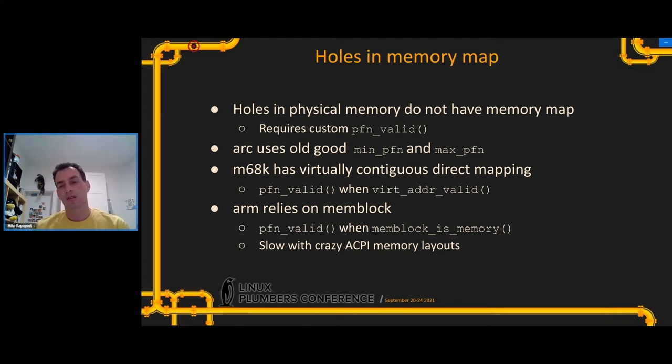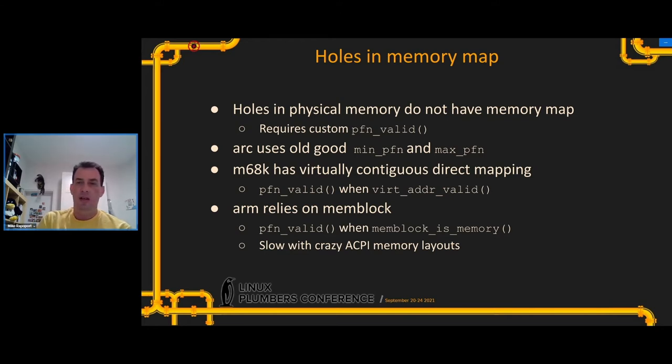ARC may have up to two memory banks, so it simply uses four variables to check if a PFN belongs to the area actually covered by the physical memory. If it does, then we know for sure there is a memory map, and then the PFN is valid. M68K has a neat trick. They have a virtually contiguous mapping of the physical memory, regardless of the holes in the physical memory. So for them, PFN valid is aliased to virtual address valid, which means it's present in their direct mapping.